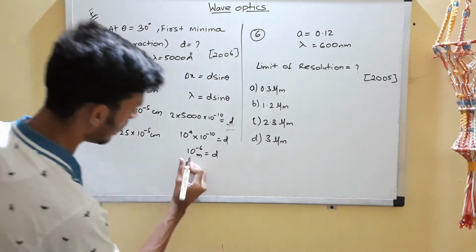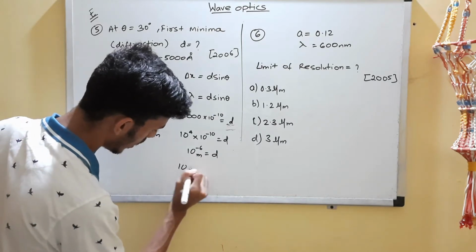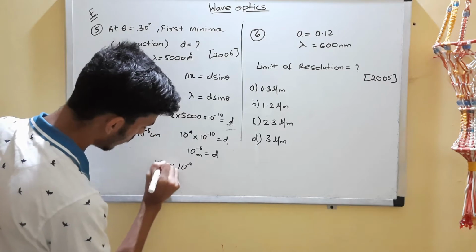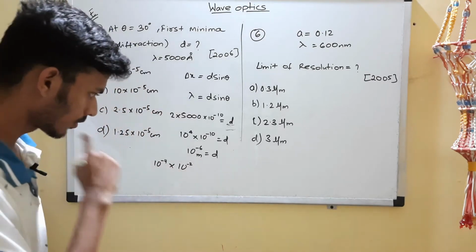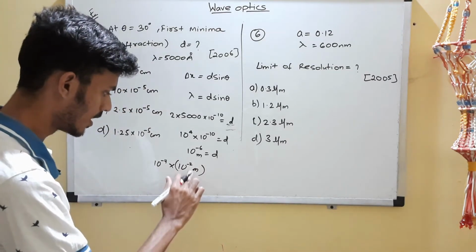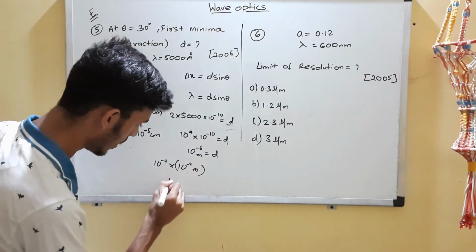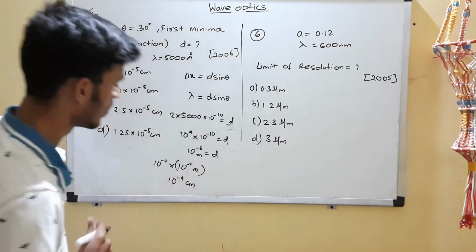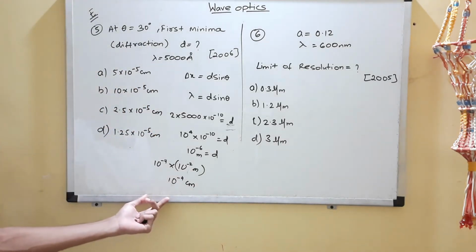The answers are in centimeters. So I'll write it as 10 to the power minus 2 into 10 to the power minus 4. This 10 to the power minus 2 meters will become centimeter. So this is 10 to the power minus 4 centimeters. So the answer should be 10 to the power minus 4 centimeter.